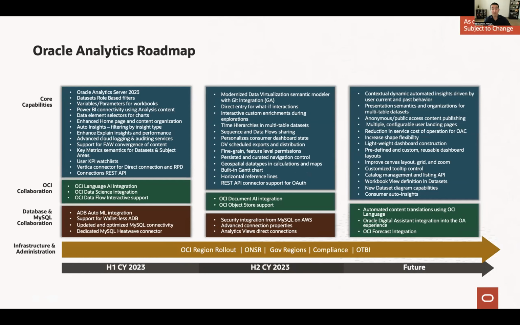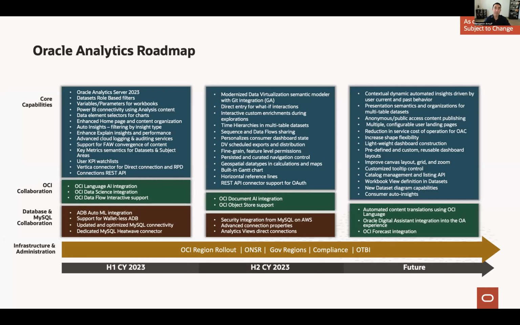You can see that at the left, the first column is the first half of the year. So you are going to see Oracle Analytics Server if you are using on-prem hardware. We are going to have the data role-based filter. We are going to have a demo today from Gabriel on it. The dataset role-based filter will allow you to do data level security directly from Oracle Analytics. Also, big news, a lot of you requested it: the availability of variables and parameters inside Oracle Analytics. Avinash will demo that maybe today, I'm not sure, but maybe the next time.